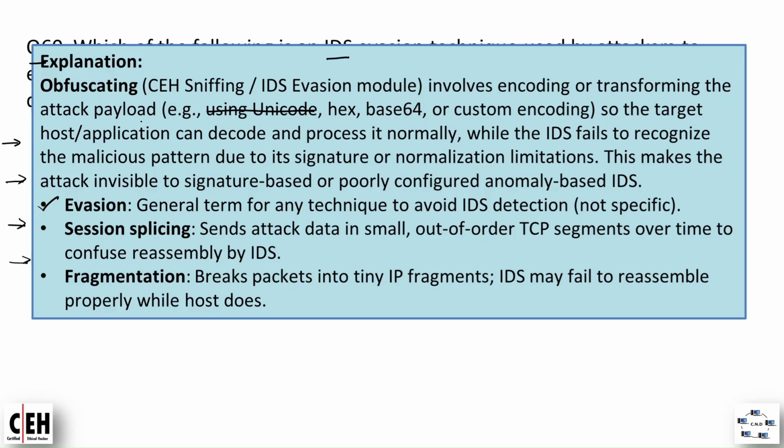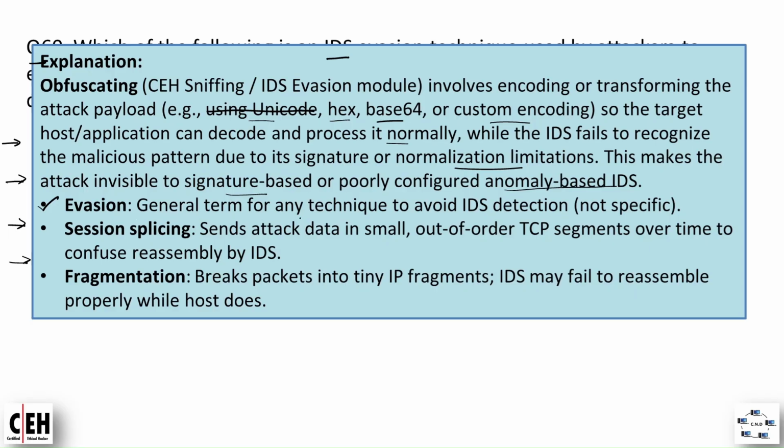option C, obfuscating. And the explanation is, so obfuscating, covered in the CEH sniffing and IDS evasion module, involves encoding or transforming the attack payload, for example using Unicode, hex, base 64 or custom encoding, so the target host and application can decode and process it normally, while the IDS fails to recognize the malicious pattern due to its signature or normalization limitations. This makes the attack invisible to signature-based or poorly configured anomaly-based intrusion detection systems.